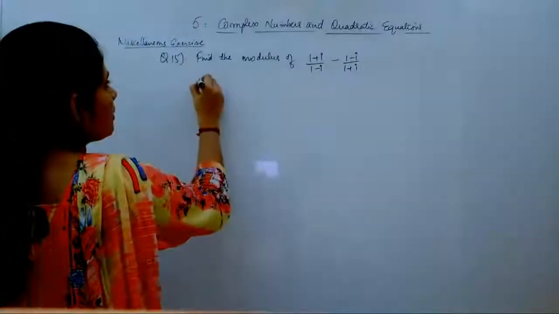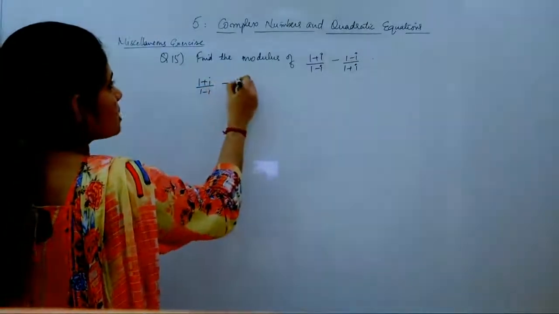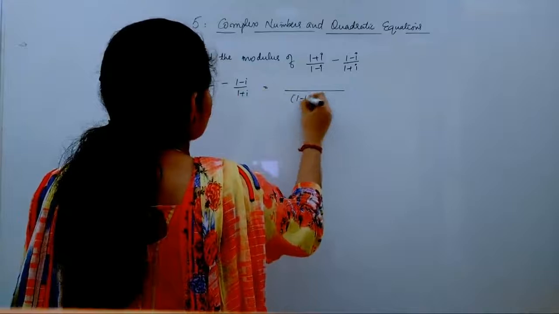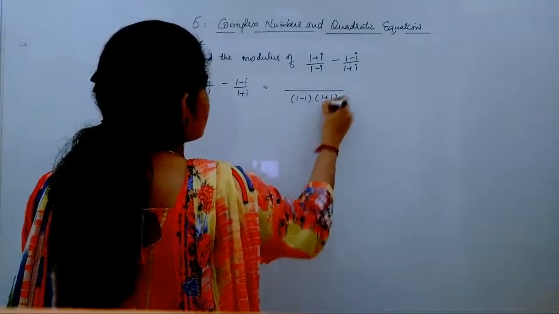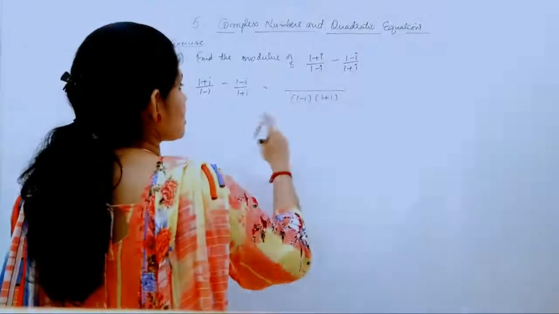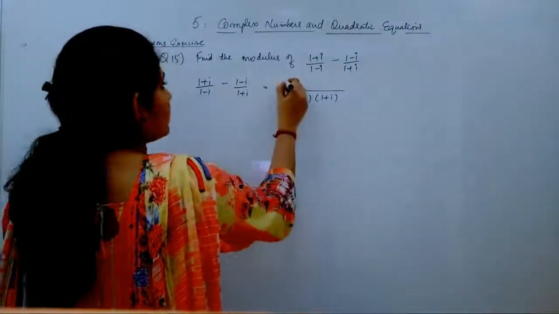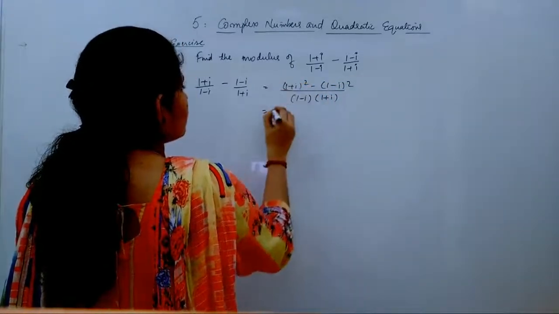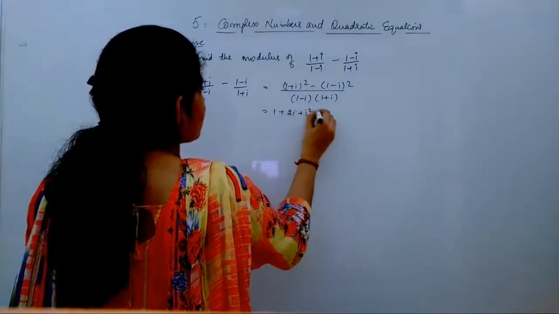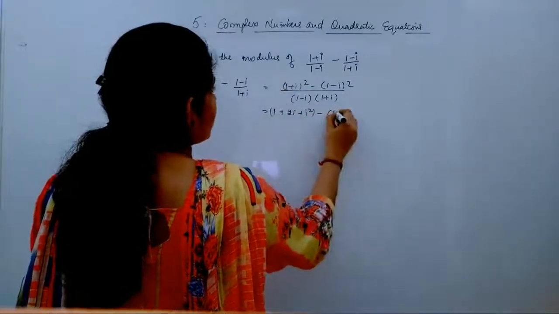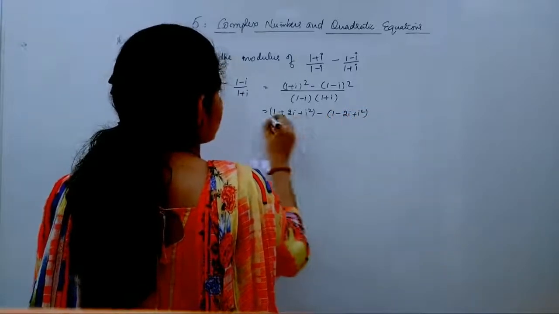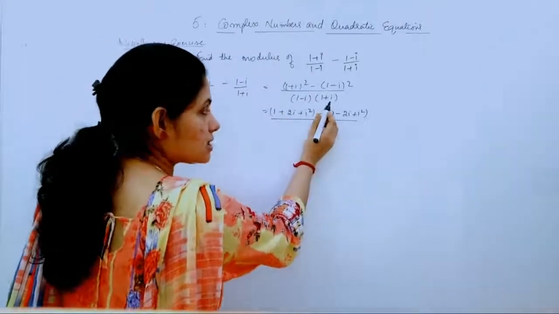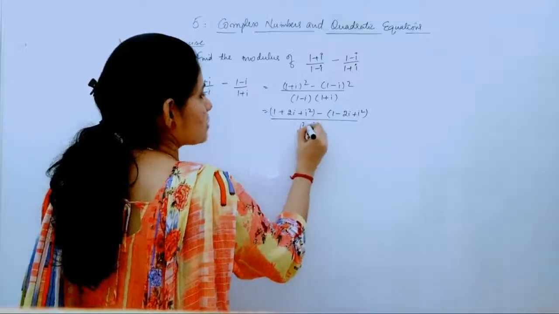So it is (1 plus i) by (1 minus i) minus (1 minus i) by (1 plus i). We are just taking the LCM in the denominator, it will become (1 minus i) into (1 plus i), and the numerator will become (1 plus i) the whole square minus (1 minus i) the whole square. Again expanding will give you 1 plus 2i plus i square minus (1 minus 2i plus i square) divided by, again this is in the form (a minus b) into (a plus b), so it is a square minus b square. So here you will get 1 square minus i square.